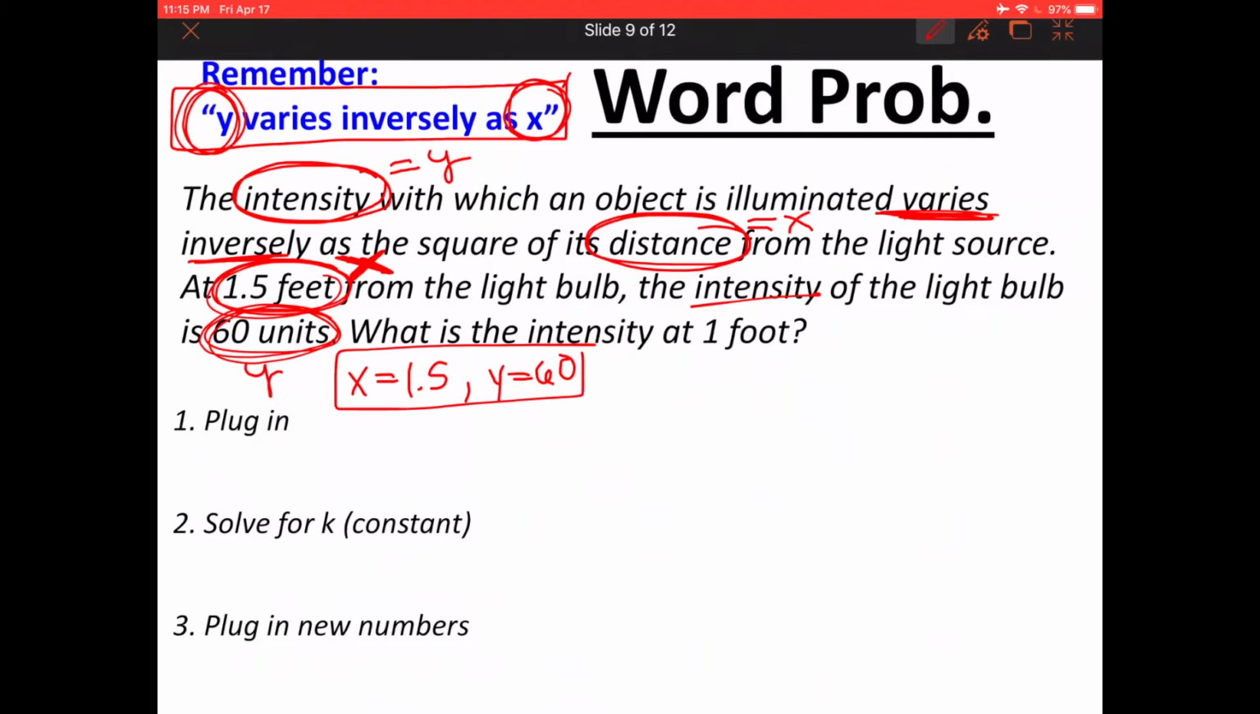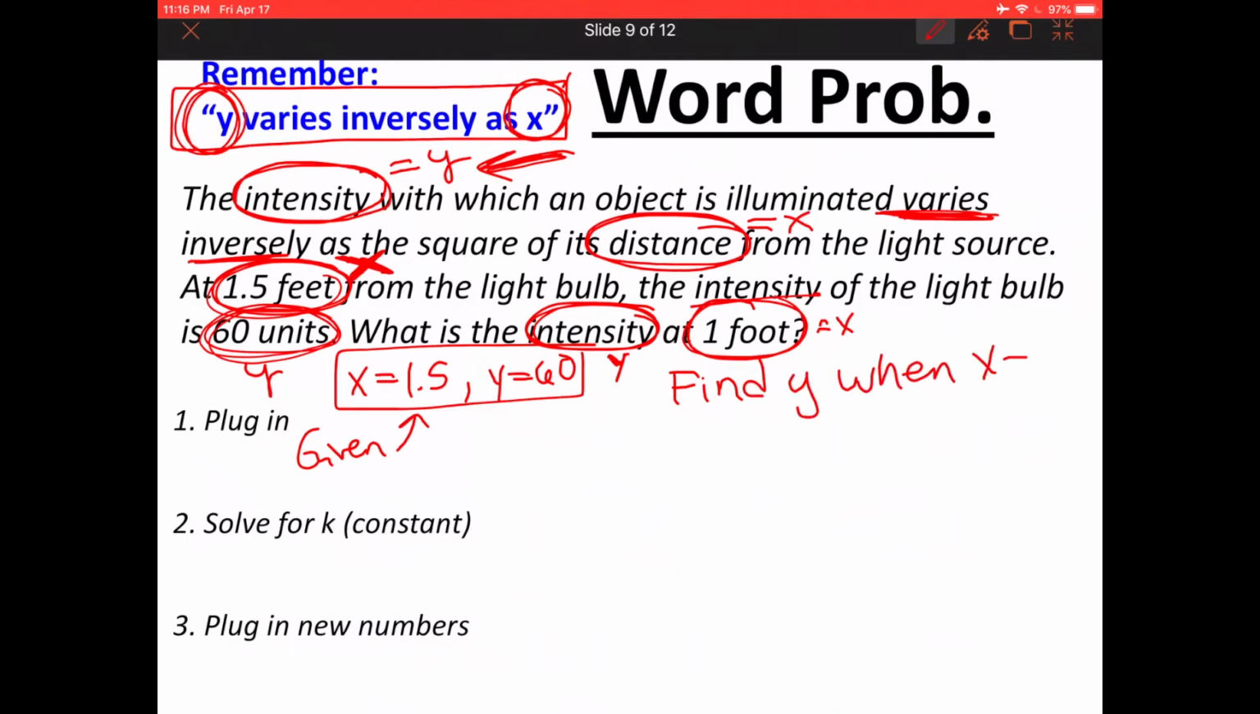Then the second set of numbers that they're giving me, what is the intensity? So remember, the intensity is represented by y. So find y at 1 foot. So this would be distance. Okay? So what they're saying is that you are given x is 1.5, y is 60. They want you to find y when x equals 1. Okay? So we have to take this word problem and break it down into something we're familiar with. Now that we've done that, we're doing what you guys should be comfortable with.